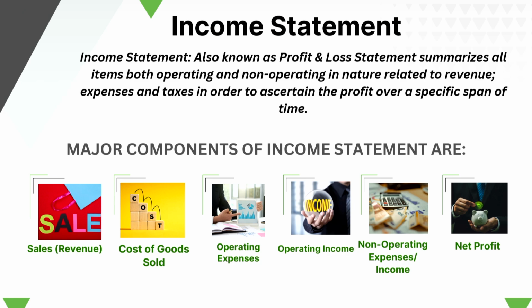Second is operating income. Operating income is EBIT, that is the earnings before interest and taxes. It is the company's profit from its core business operations excluding interest and taxes. It is used to measure the efficiency of the business, and it is also used for the comparison of the company's performance across its rivals and industries.